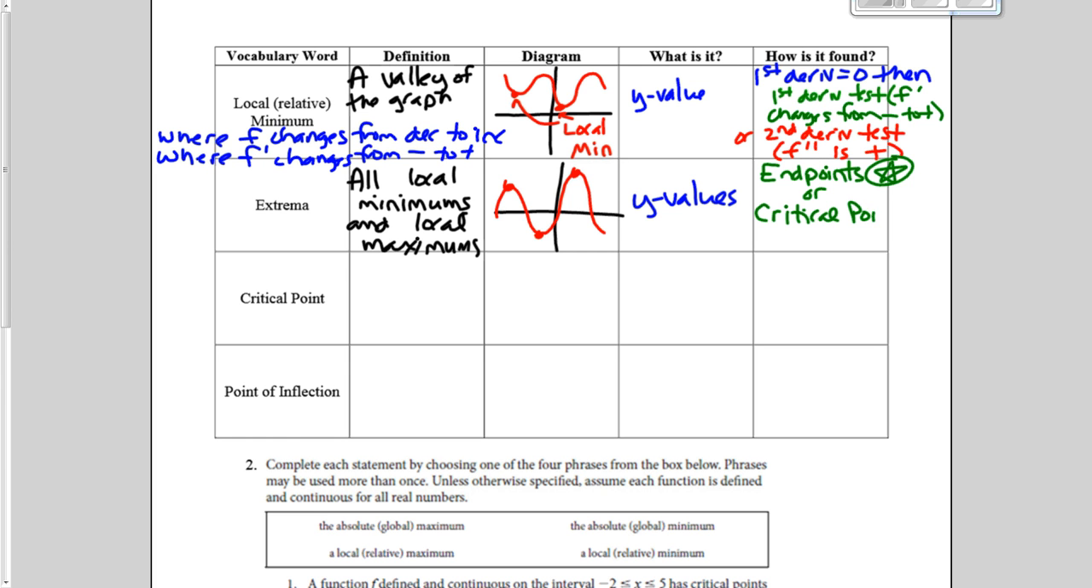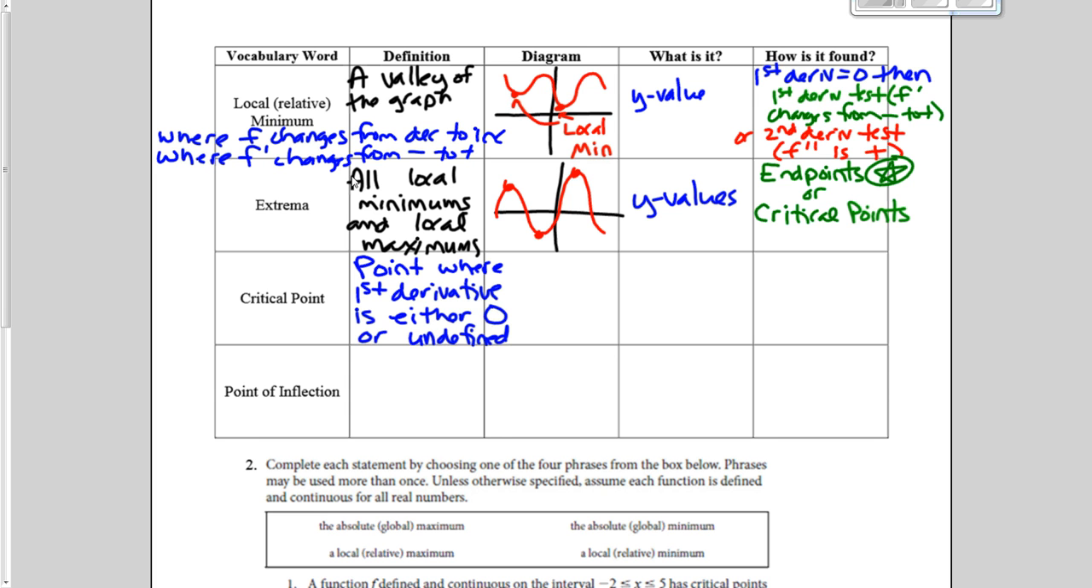Well, what are critical points, you ask? That's a good question. Let's look at what a critical point is. A critical point is a point where my first derivative is equal to 0, or my first derivative is undefined.